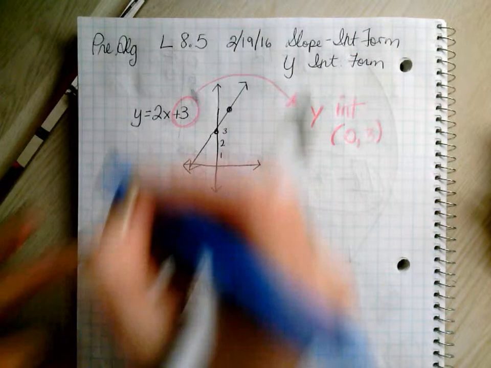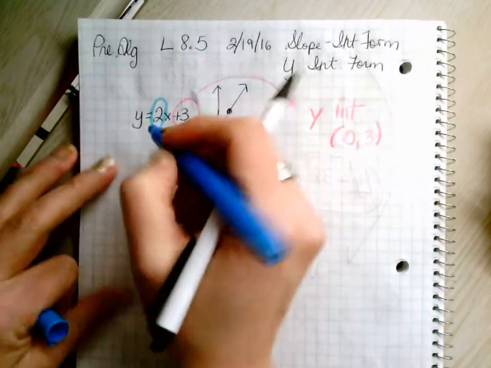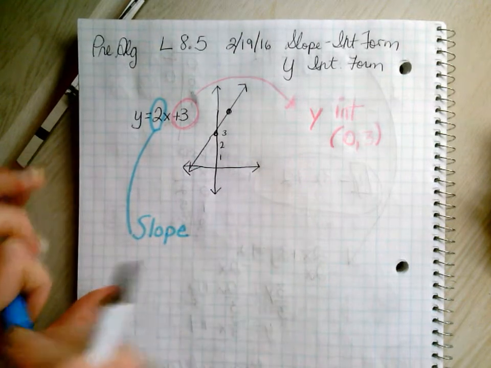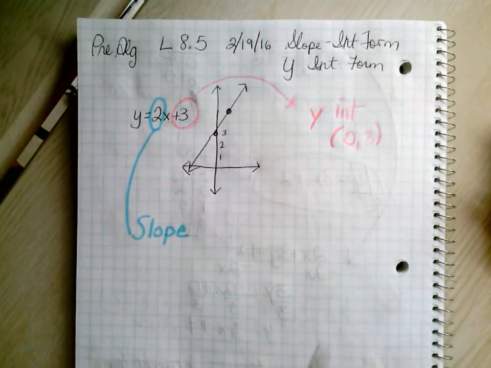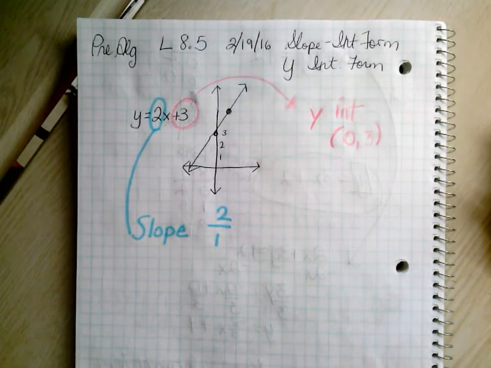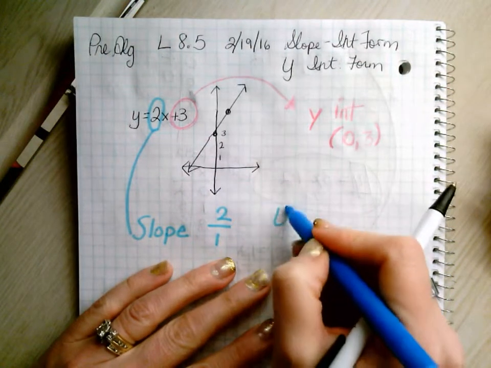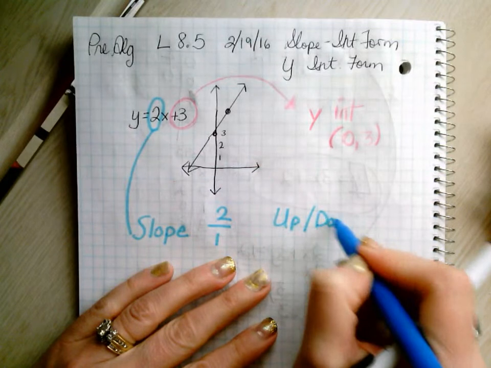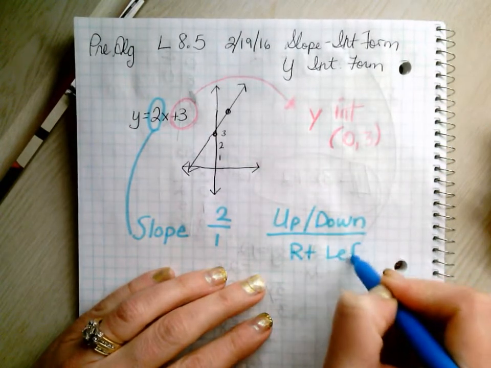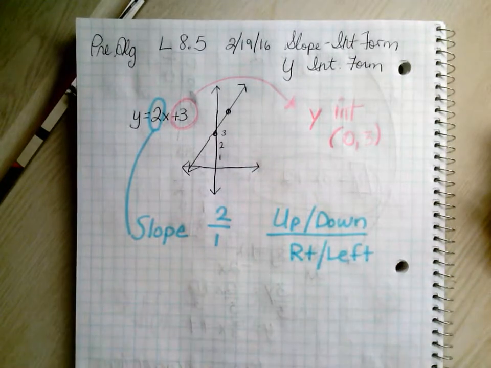Not only that, but this piece in this form is always your slope. Okay? When you see a slope written like that, it's 2 over 1. I don't know if I said this the other day or not, but when it's a whole number, put a 1 under it, because what it tells you is how to move up or down on the top and how to move right or left on the bottom. Okay?